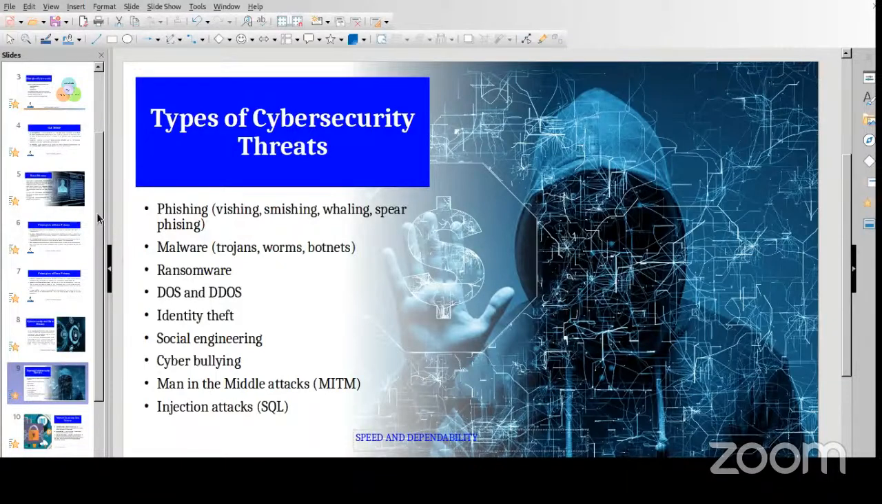Social engineering, this is another great form of attack. I don't know how many of you have followed the MGM attack that recently happened in America, in Las Vegas casinos. It was a social engineering attack. So for social engineering, malicious actors in the cyber world are trying to exploit the weakest link in cybersecurity, that is the human.